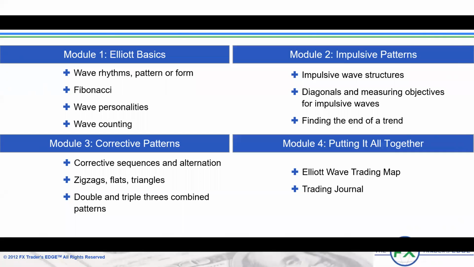In Module 3, we discussed and got everybody confused with the corrective sequences, zigzags, flats, triangles, and double and triple threes combined patterns with that X wave. In Module 4, putting it all together, that's what we did today, looking at the Elliott Wave trading map. So that's it. That completes the Elliott Wave series.